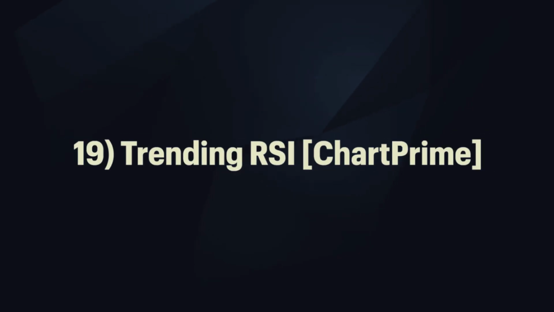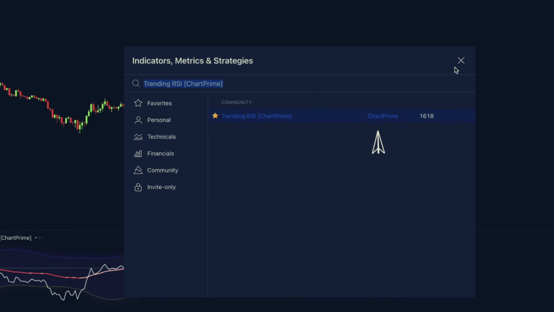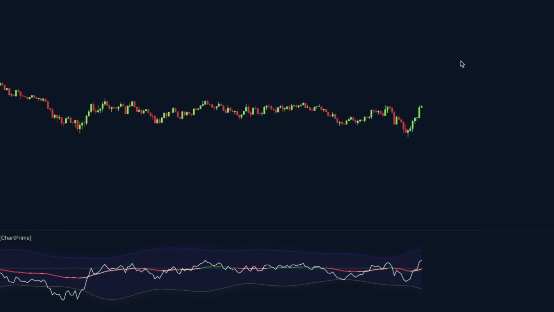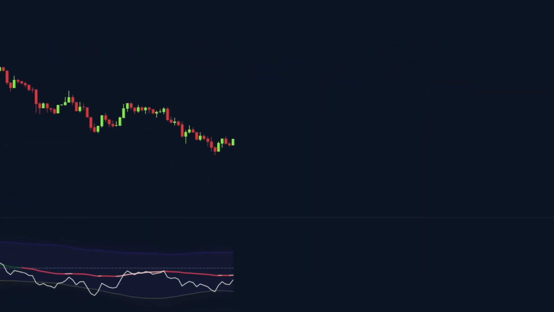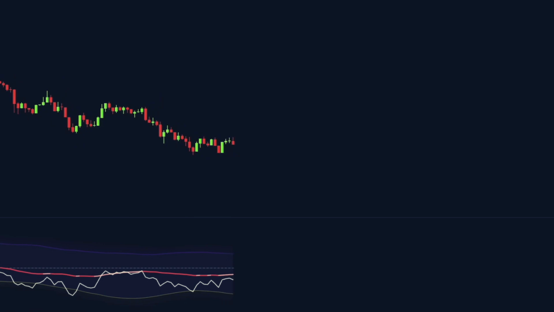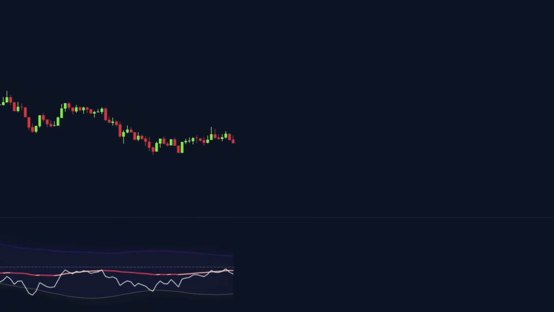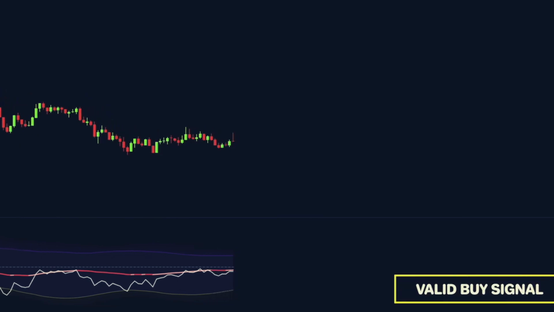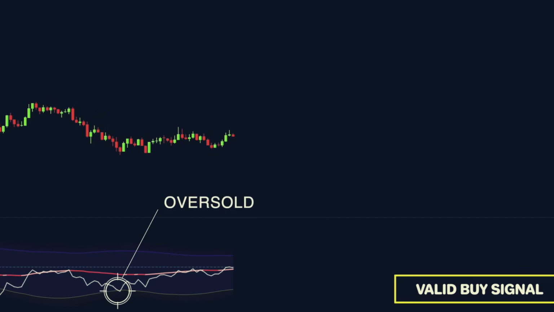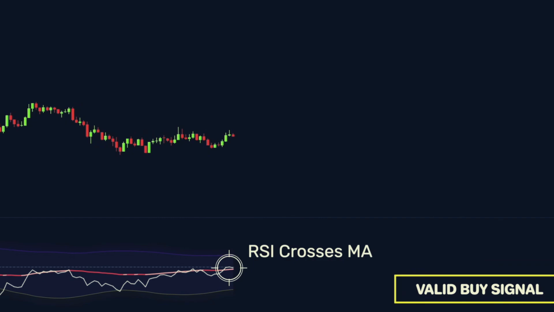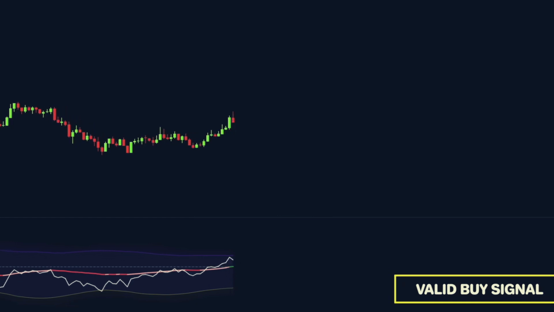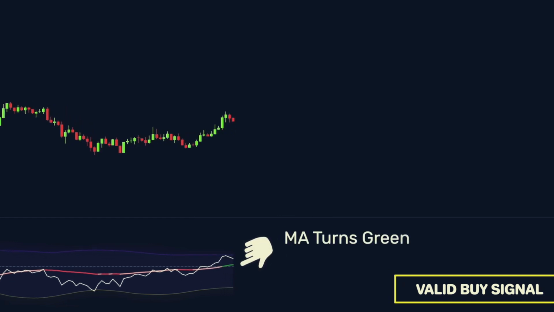Next up on my list is Trending RSI by Chart Prime. The best time frames for this indicator are 15 minutes, 1 hour, and 4 hours. Trending RSI takes a new approach to RSI and is designed to provide all of the missing information that traditional RSI lacks. Questions such as, why does the price continue to decline even during an oversold period? Can be answered using Trending RSI. These types of movements are due to the market still trending, and traditional RSI cannot tell traders this.